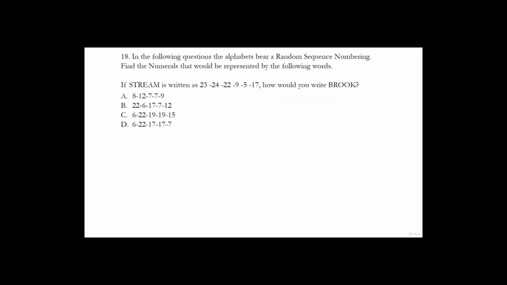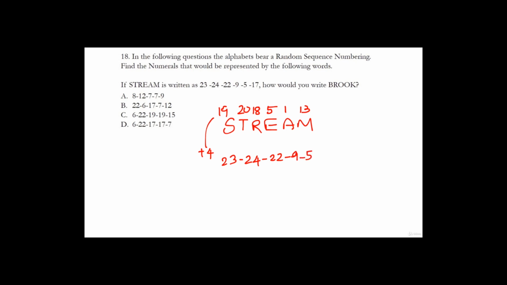In the following questions, alphabets bear a random sequence numbering. Find the numerals that would represent the following words. If stream is written as 23, 24, 22, 9, 5 and 17. Stream: S is the 19th letter in English alphabet, T is 20th letter, R is 18th letter, E is 5th letter, A is first letter and M is 13th letter. Now 19 plus 4 is 23, 20 plus 4 is 24, 18 plus 4 is 22, 5 plus 4 is 9, 1 plus 4 is 5 and 13 plus 4 is 17.